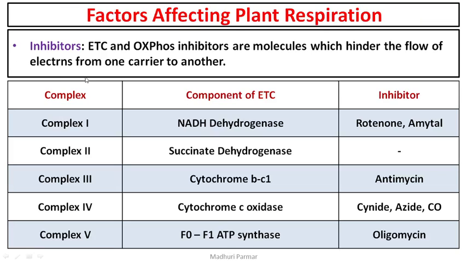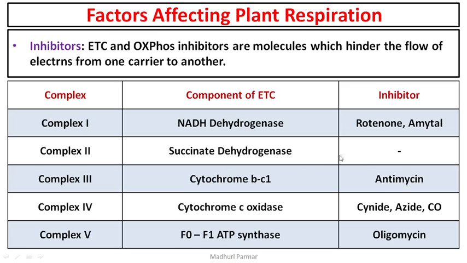Right. The final point in factors affecting plant respiration are the inhibitors. So just like photosynthesis, here also there are some inhibitors which can inhibit or block the electron transport chain as well as oxidative phosphorylation. Complex wise, I have listed a few inhibitors. Here are the complexes from 1 to 5, their names, and the inhibitors.